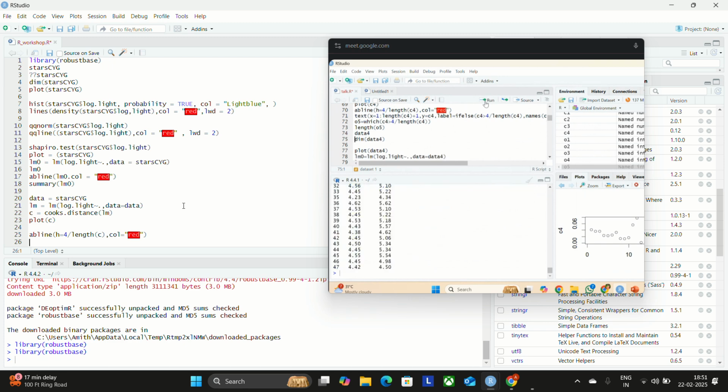Okay. Now we have the new, modified data set. What is the dimension of the modified data set? 38.